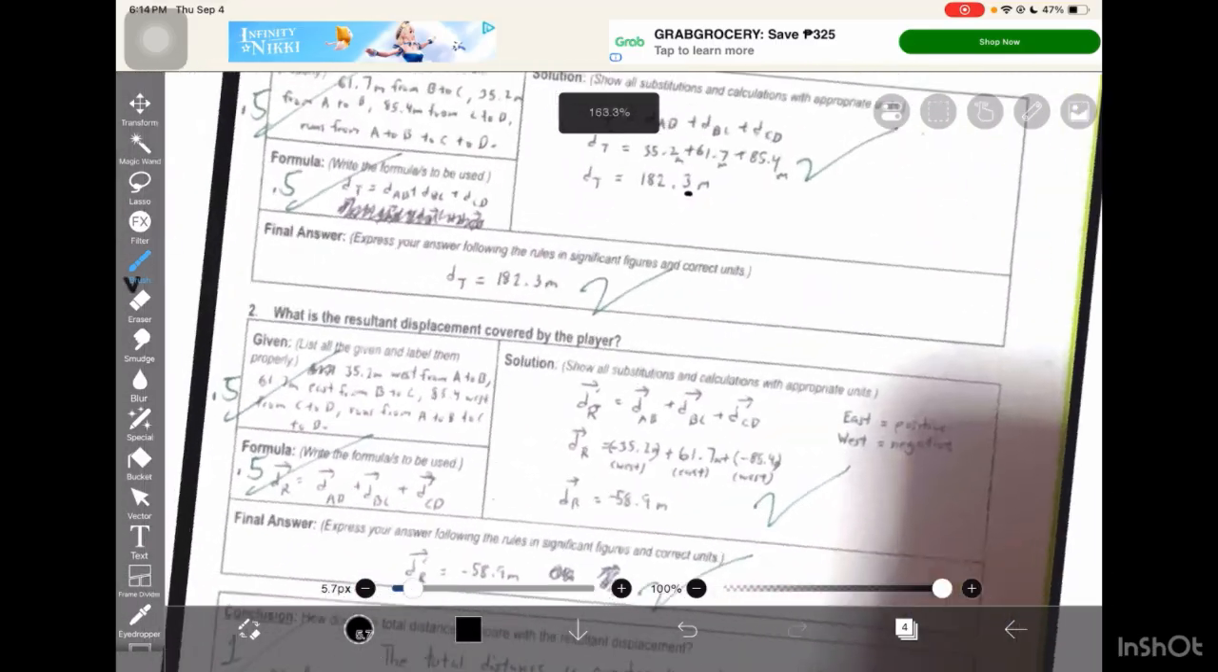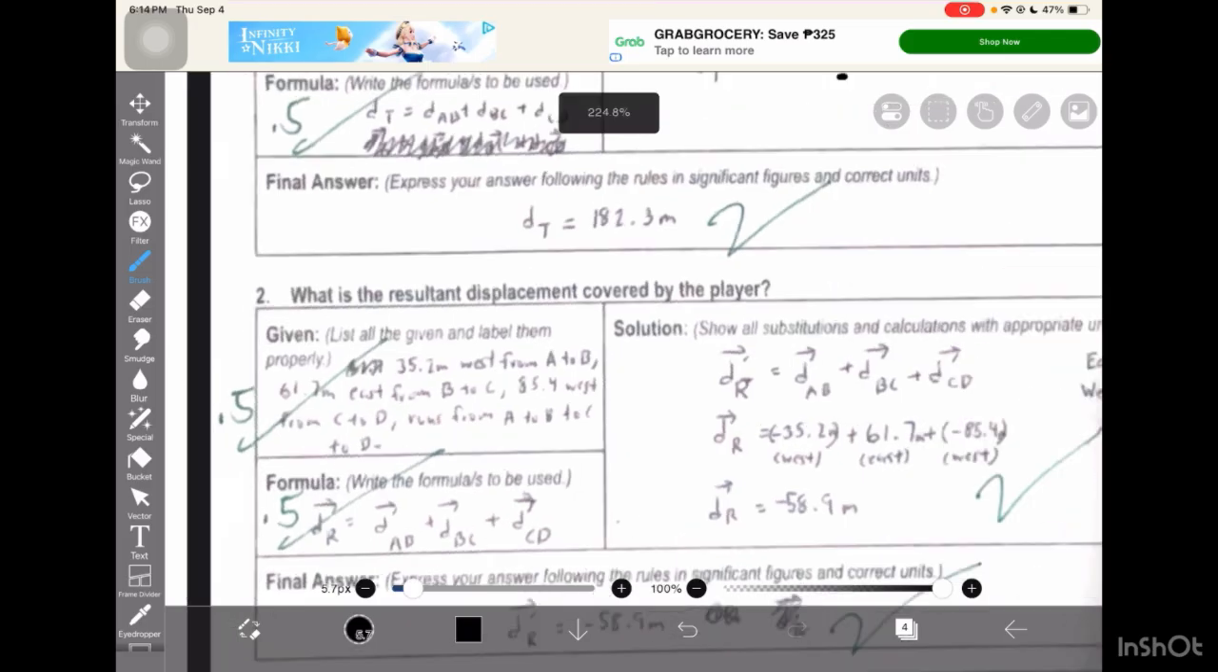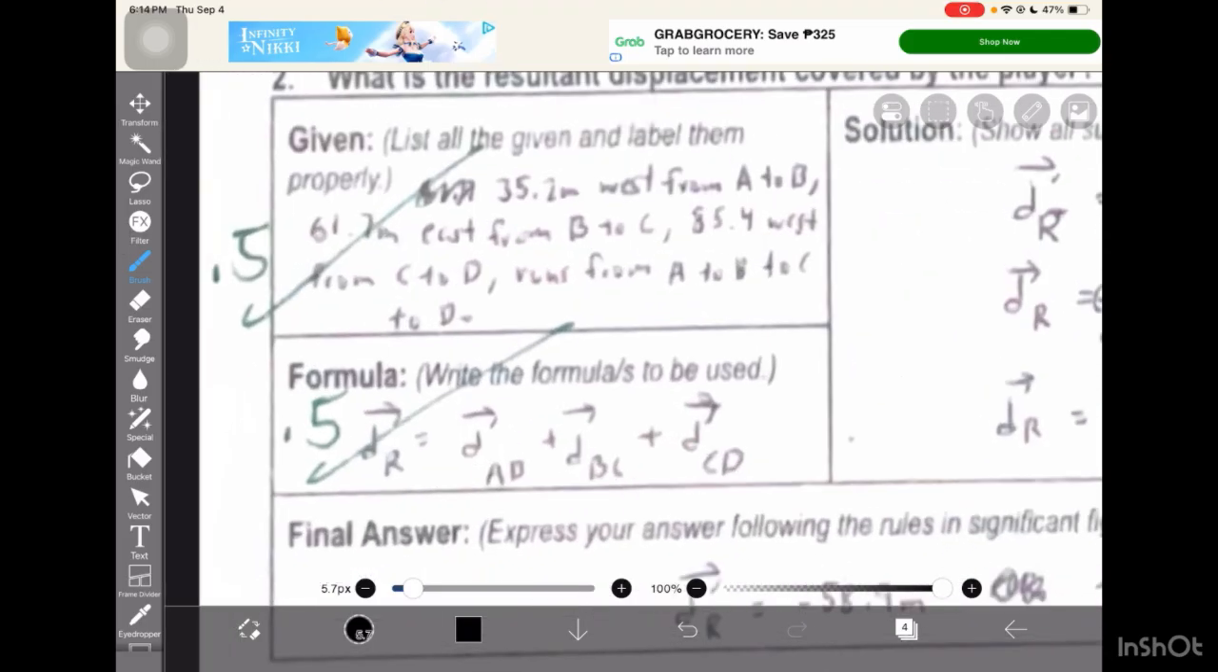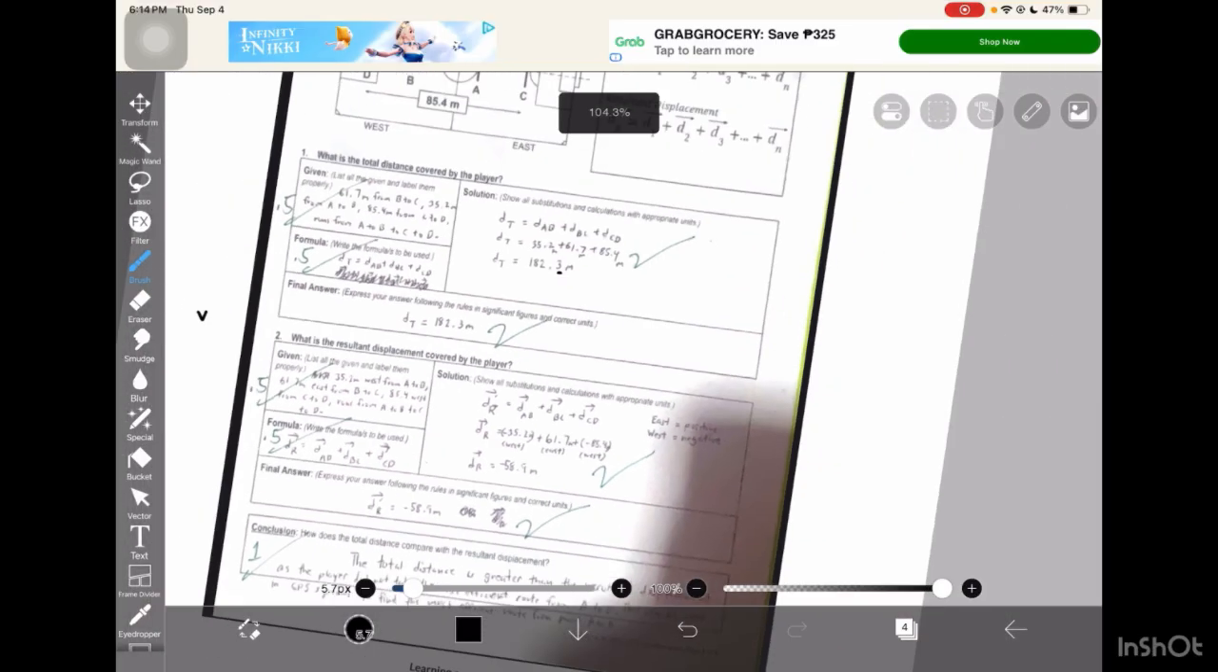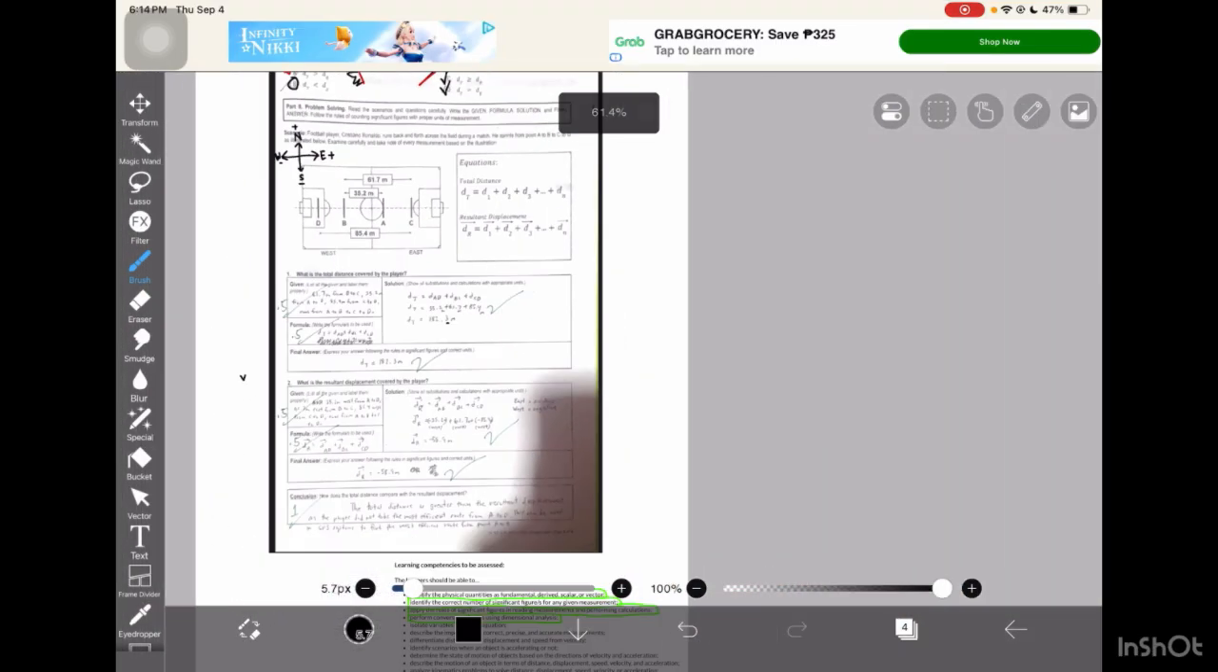How about the displacement? Once again, same given, but the formula now is d sub r is equal to d sub AB plus d sub BC plus d sub CD. So here we cannot just simply add the given. We need to analyze the direction.